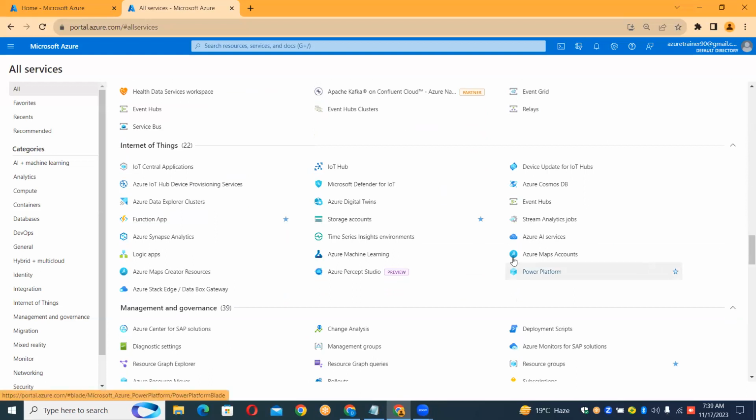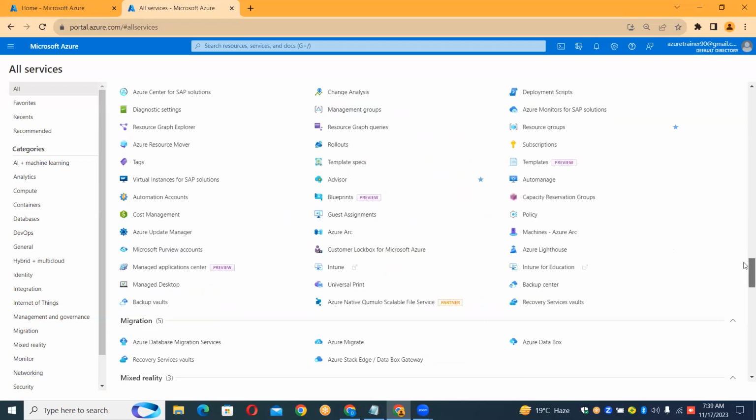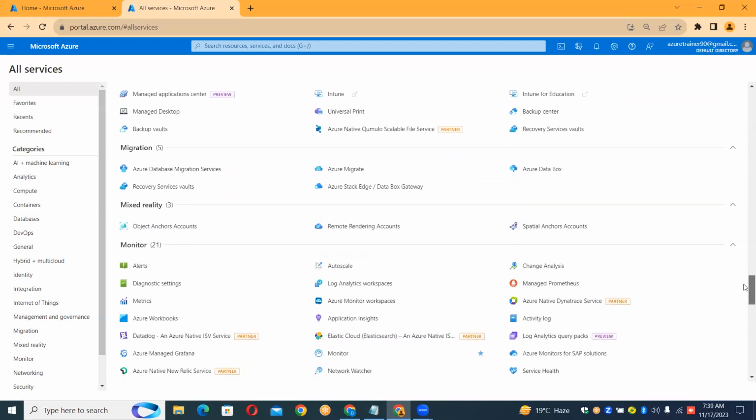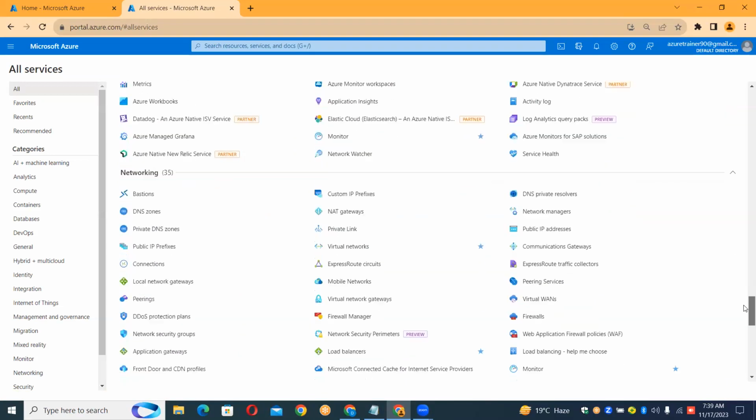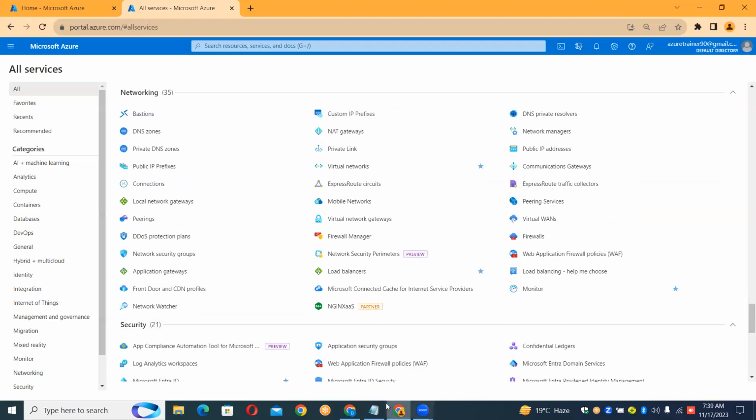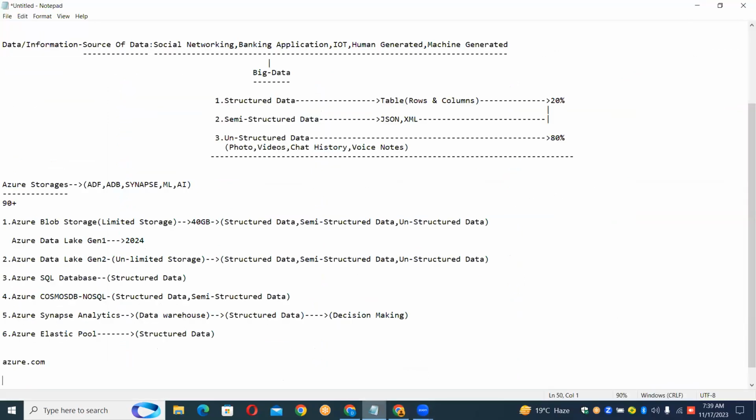Can you see here? The storage account is one type of storage. Various types of storage services are provided. If you calculate it, it comes to nearly 90 plus storages. That is the total number of storage types we have in Azure.